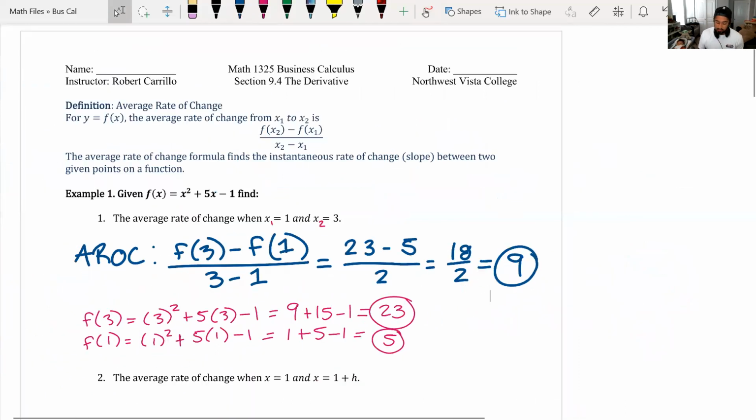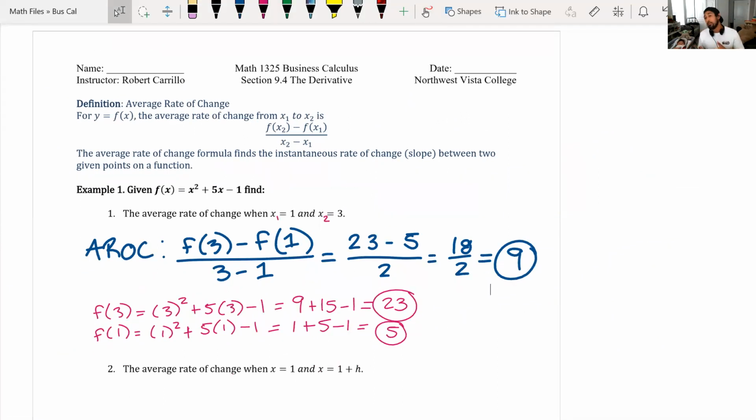So what we're saying is that the average rate of change from an x value of 1 to an x value of 3 is 9. Or, to word it differently, the slope between the x value at 1 and the x value at 3 is 9.